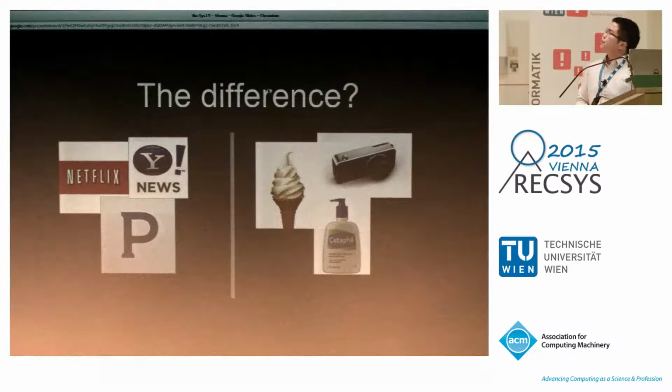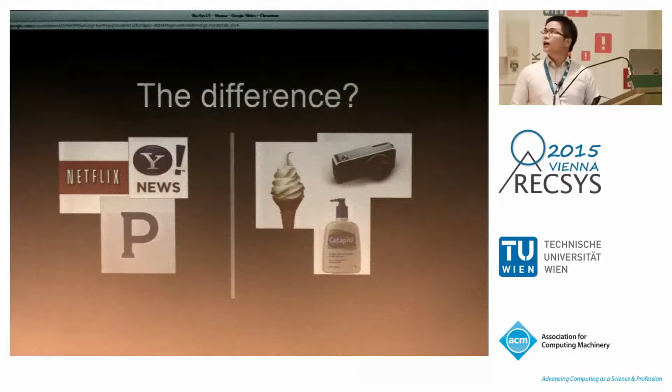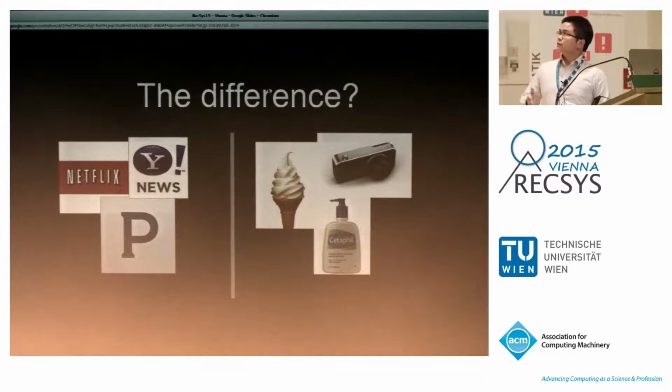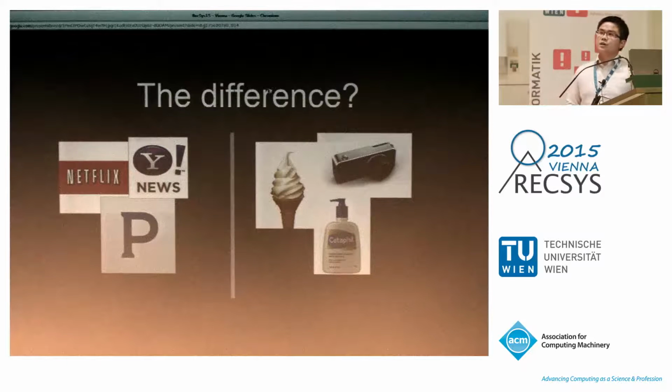So let's compare to other kinds of recommendation applications, like movie recommendation, news recommendation, and music recommendation. The major difference between product recommendation and these applications is that for those applications, content matters more. That means in most cases the objective of the recommender system is trying to find items that will fit users' preferences.